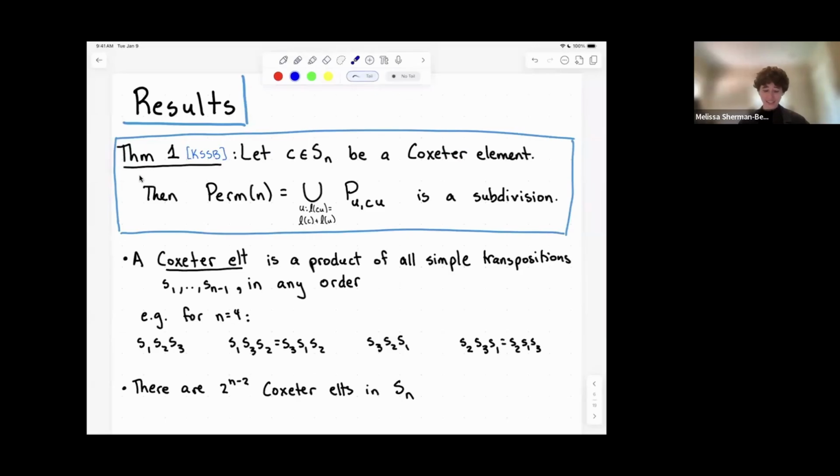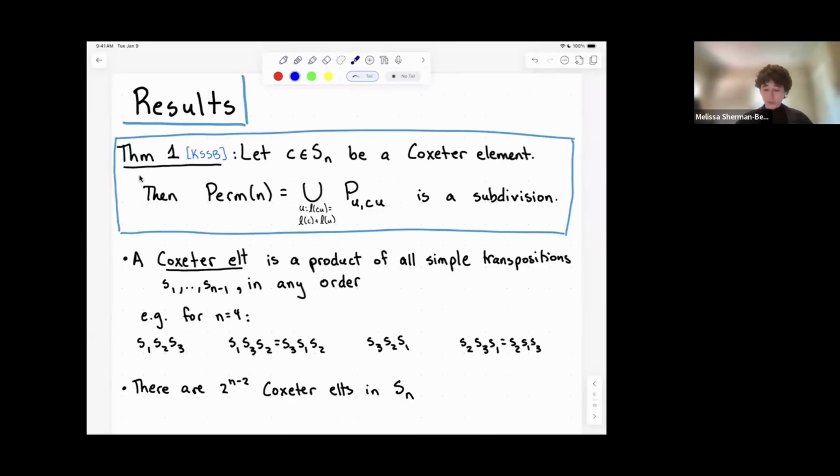All right. So I was in the middle of saying, we talked about this theorem. You pick a Coxeter element. I haven't told you what that is yet. You obtain a subdivision of the permutahedron, and the way you pick out the Bruhat interval polytopes you're using is you're picking those permutations U where C times U is length additive. So that's the result.